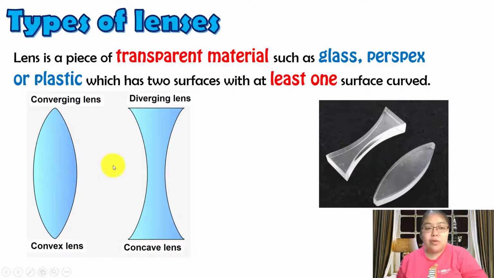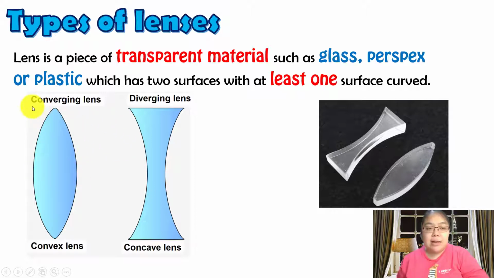So from here we introduce two types. The first type we call a convex lens. In the convex lens you can find the center becomes thicker. Another one we call a concave lens. In the concave lens the center is the thinner part. So these are the two types of lenses that we need to learn for this topic.